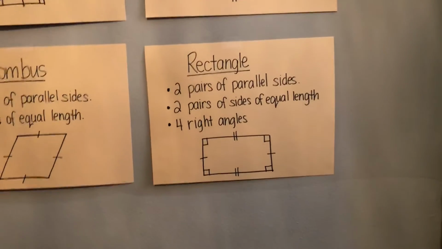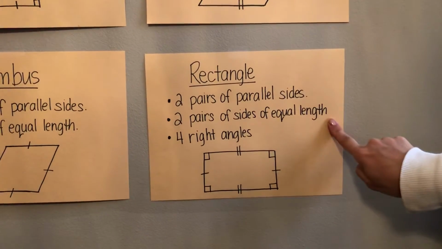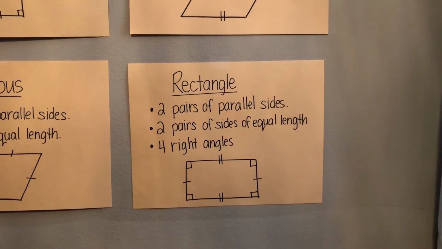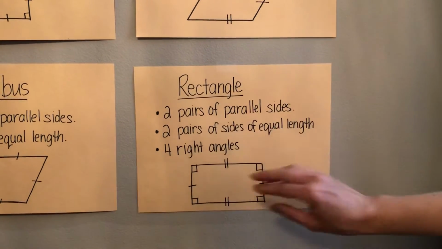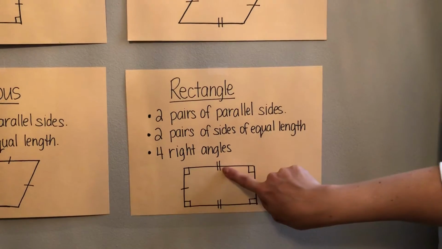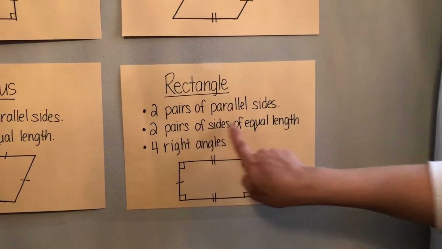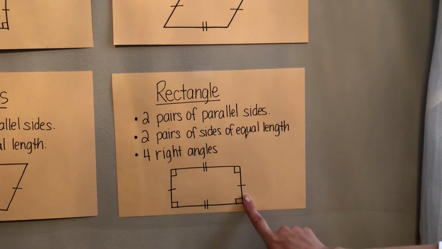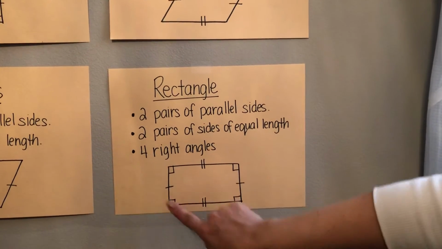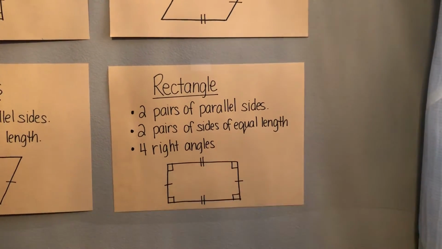A rectangle has 2 pairs of parallel sides, 2 pairs of sides that are equal length, and 4 right angles. So if you notice, we're just kind of adding things onto these. So 2 parallel sides. See the line, 1 and 1, that means these are the same size and they're parallel. 2 lines and 2 lines, parallel and of equal length. This side is the same as this side, and it has 4 right angles. Remember I told you about the little square in the corner means it is a right angle. This one has 4: 1, 2, 3, 4 right angles.